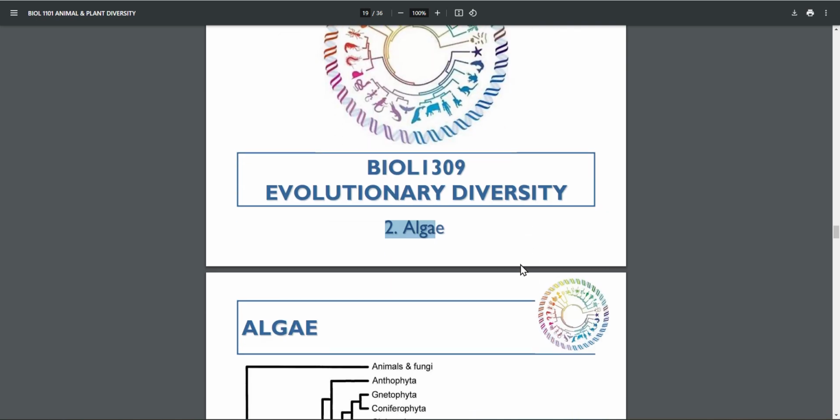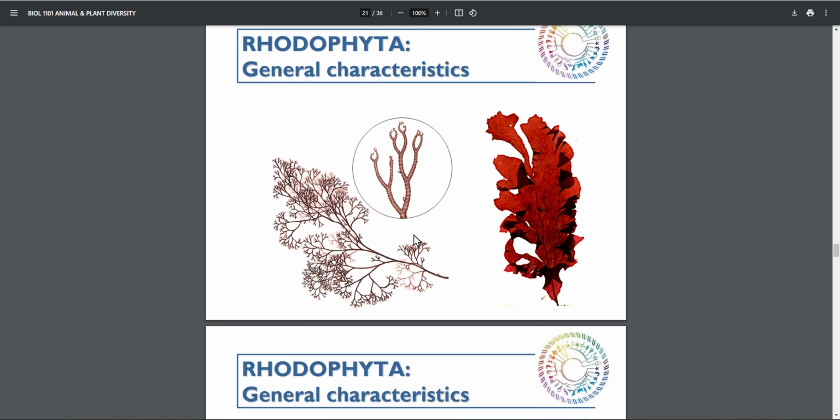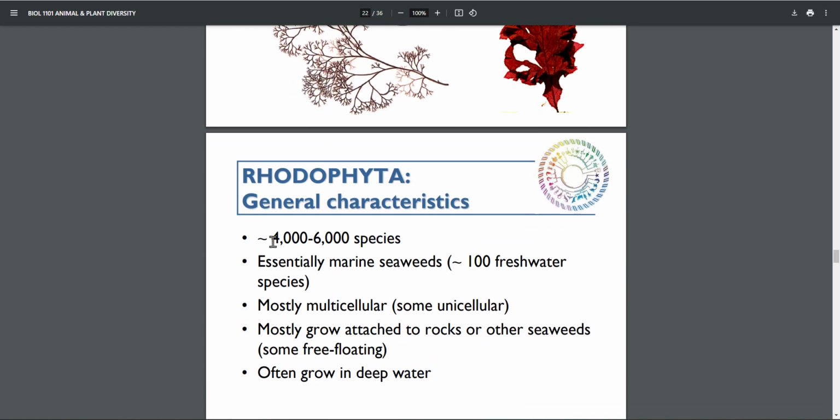Right, so algae, which you can see in this evolutionary tree, are related to plants, but really only Chlorophyta is the closest relative to plants, while these two have some differences. Rhodophyta will be the first group, I would say, that we talk about, the red algae. A little bit of background on red algae.